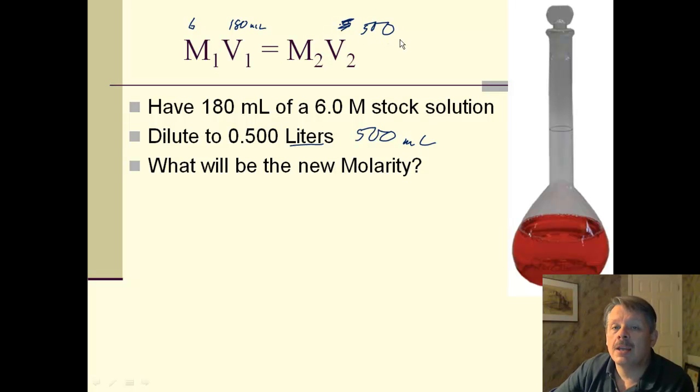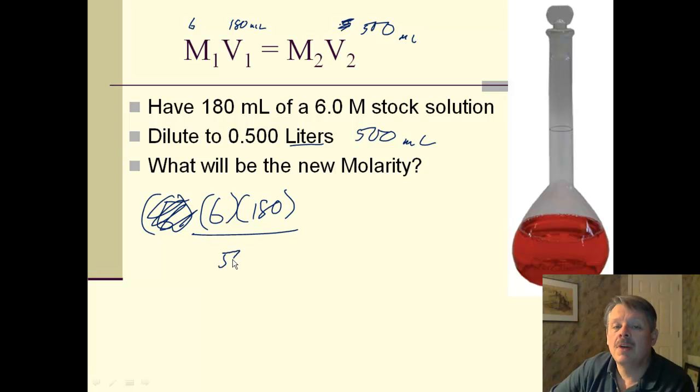Now I can get rid of my milliliters, and I'll be left with molarity, which is good. So I have 6 times 180 divided by 500, and if I do the math there, I will get 2.16 molar. Now guys, I am keeping too many sig figs here. I'm not worried about that. I just want to make sure you understand what you're going to see on your calculator.